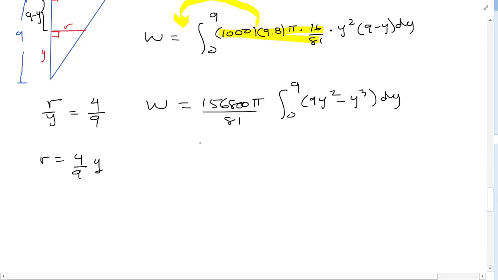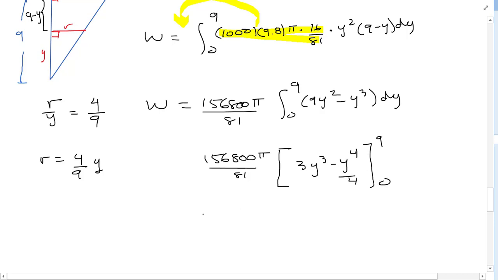And now we can solve. So integrate, and I'm going to keep this crazy looking constant here. You could multiply it all out, but I don't want to lose significant digits just yet. I don't want to approximate too early. So when we integrate, this becomes 3y cubed minus y to the 4th over 4. And we're going from 0 to 9 because we're emptying the whole tank. So 156,800 pi over 81. Plug in the 9. So 9 cubed times 3, I got 2187, minus, when you do y to the 4th, so that's 81 squared divided by 4, oh sorry, 1640.25.